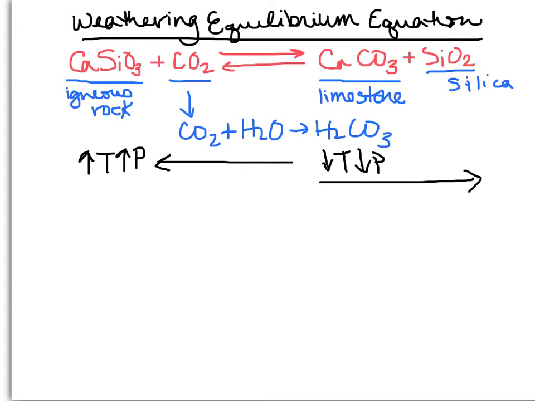So when we're out on the surface of the Earth, carbon dioxide wants to combine with calcium to make limestone. And we end up with limestone and silica and less CO2 in gaseous form.